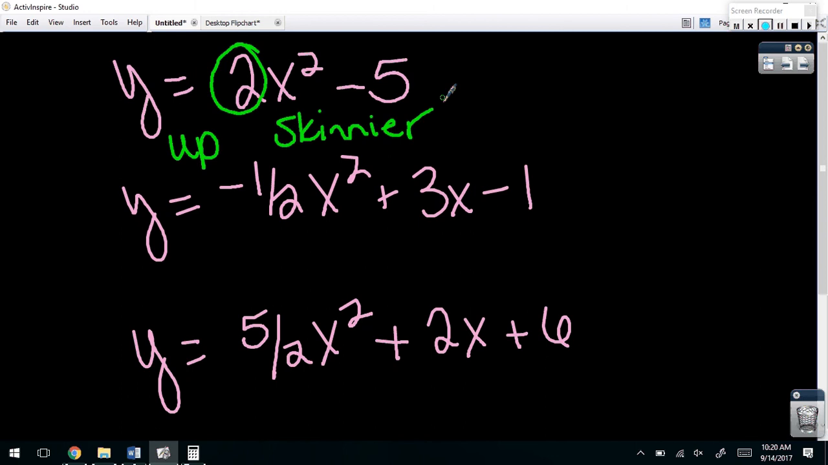All right. Pay attention. What's the y-intercept? Where does it cross the y-axis? -5.